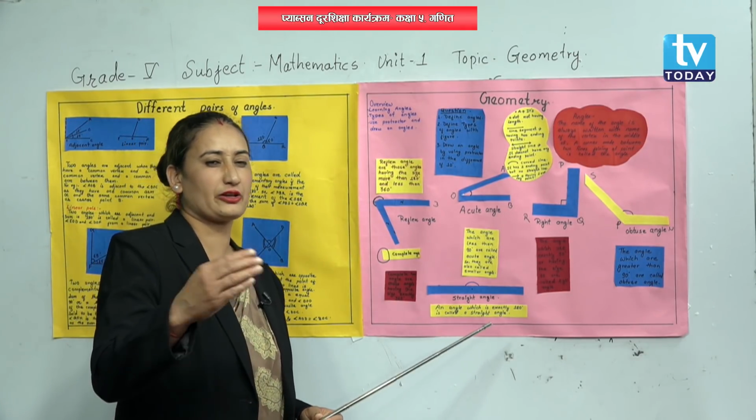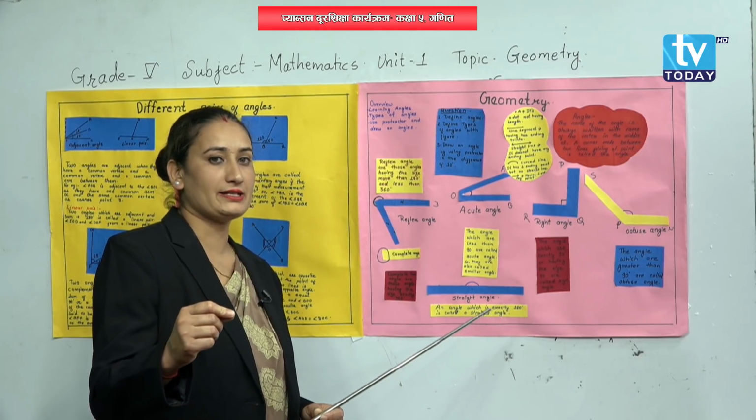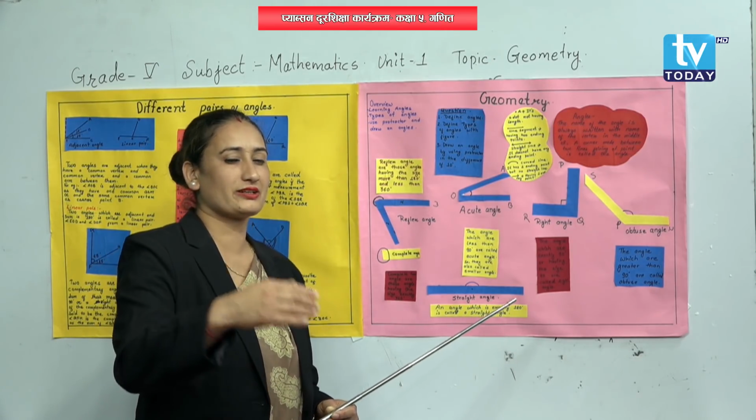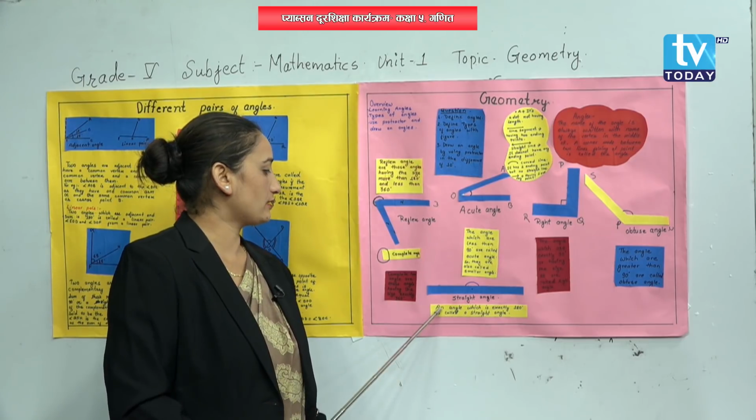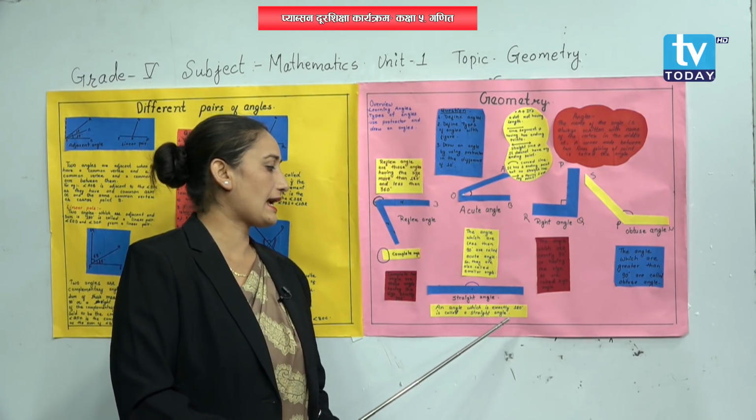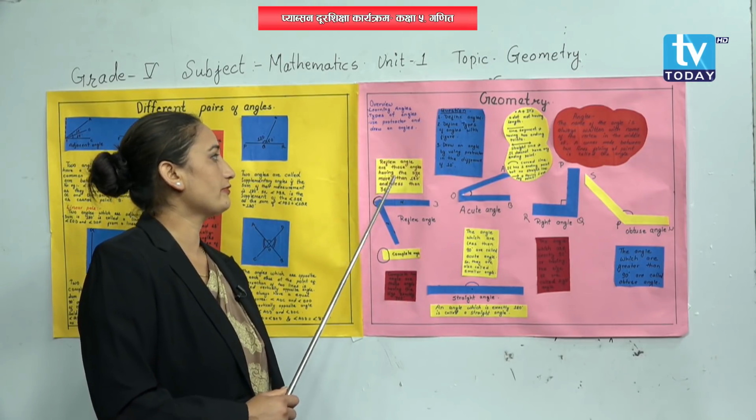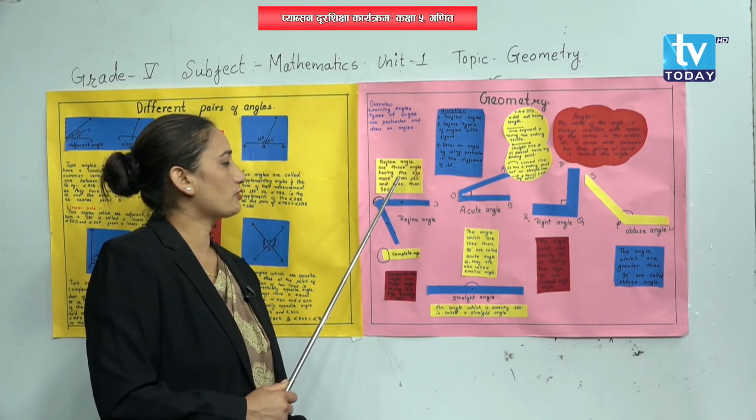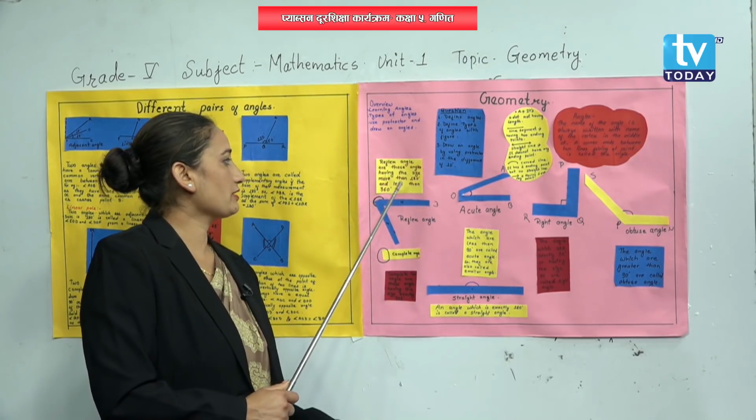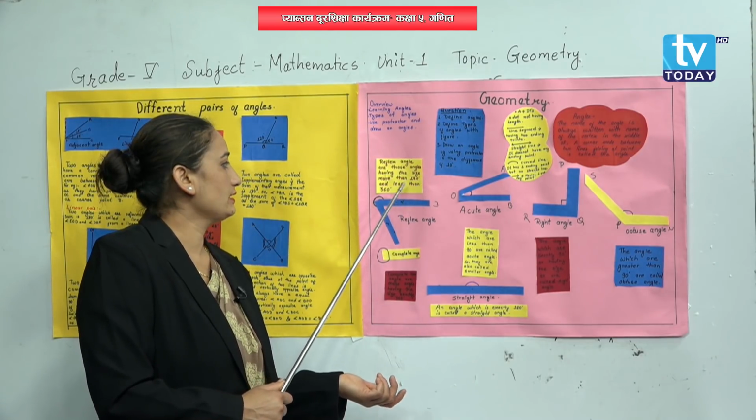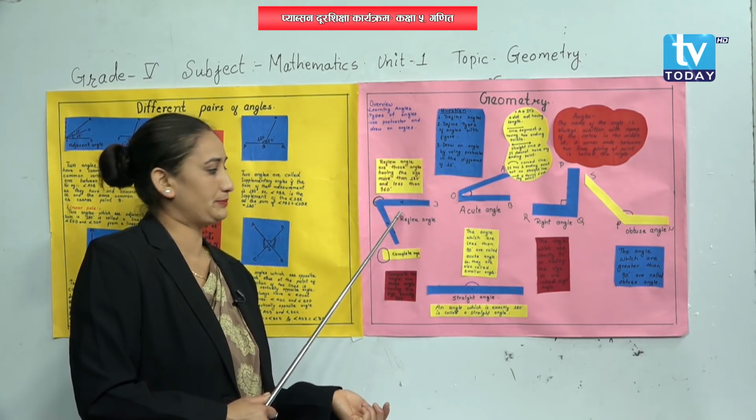I am doing just a review, okay? I became a bit faster, right? Please listen to me, I am just doing a review, okay? A straight angle means an angle which is exactly 180 degrees. Then reflex angles are those angles having a size more than 180 and less than 360.